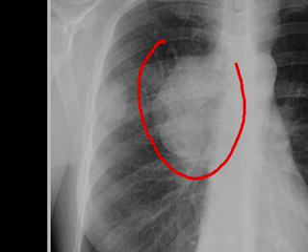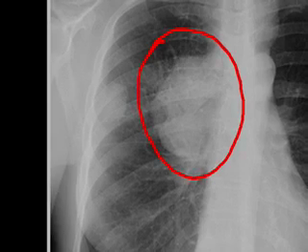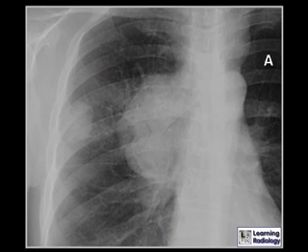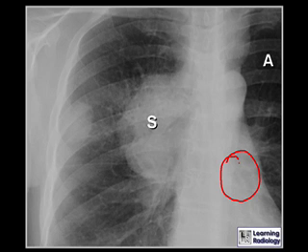Clearly there is an abnormality in the right paratracheal region, and if we look at it carefully, we can see that it is soft tissue density. It's the same density as, for example, the heart. It's denser than the air in the lungs. It's adenopathy in the right paratracheal region.